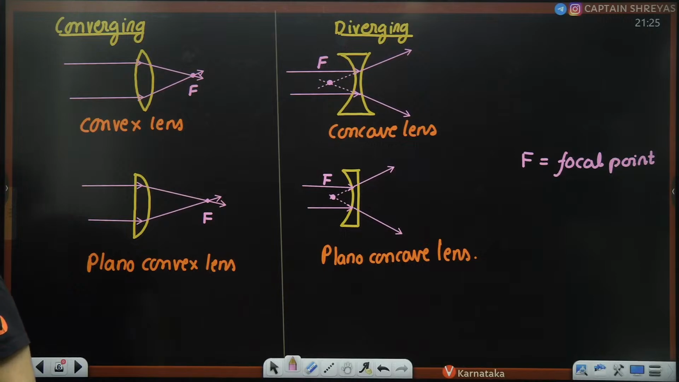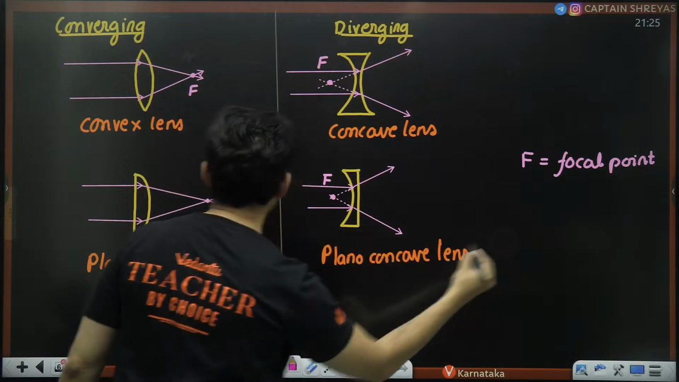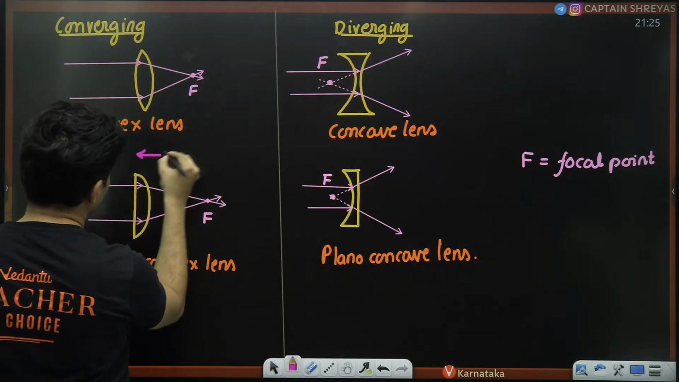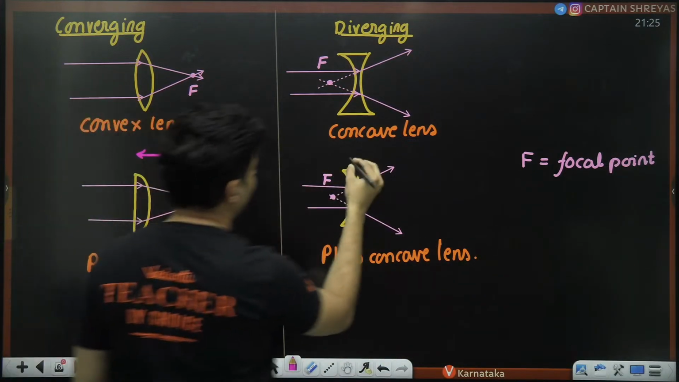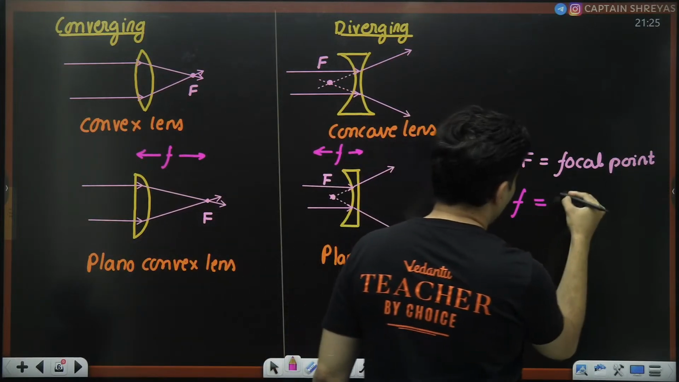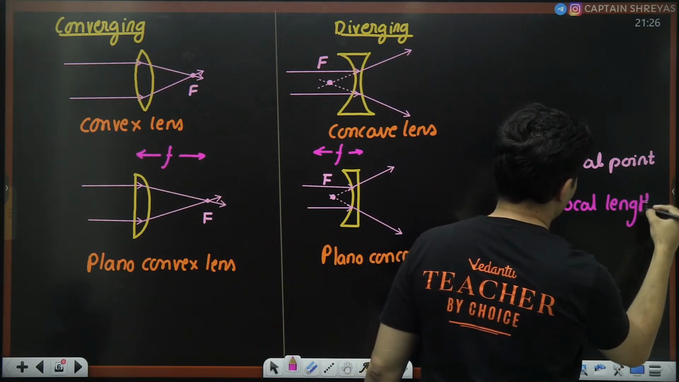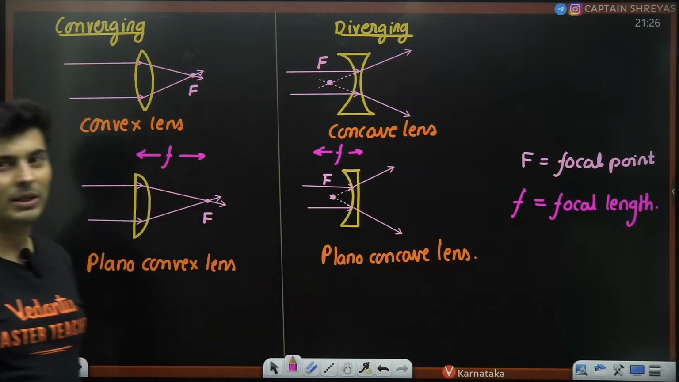Everyone clear till this point what is the meaning of focal point? Next important thing is the focal length. This distance, small f, is called the focal length. This is basically called the focal length of that particular lens.